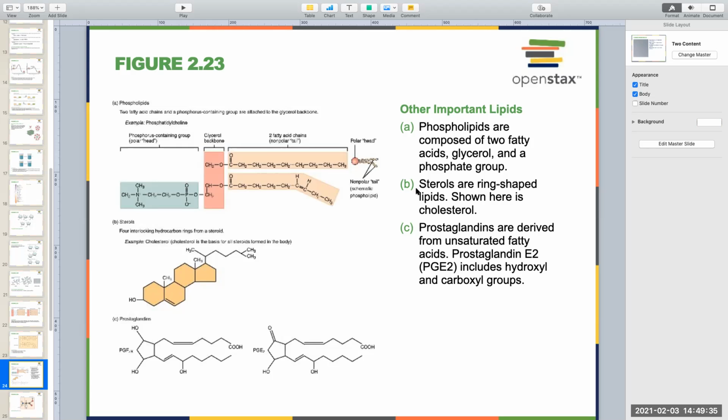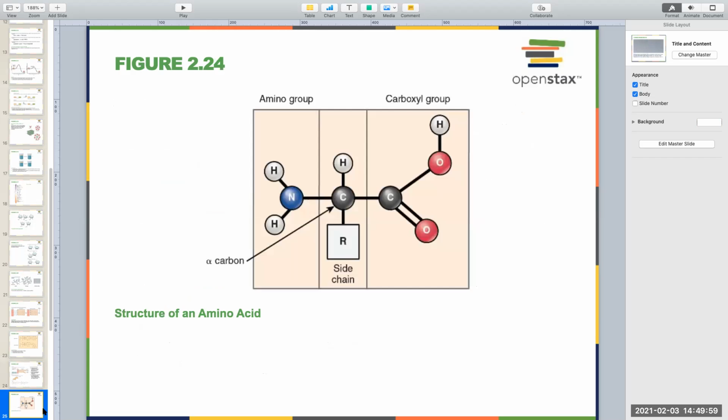Steroids are what give men their typical, quote, masculine features, such as body hair and height, weight, how dense they are, and all of that good stuff. So steroids are also important, and they are also a type of lipid. Let's see what we have next.